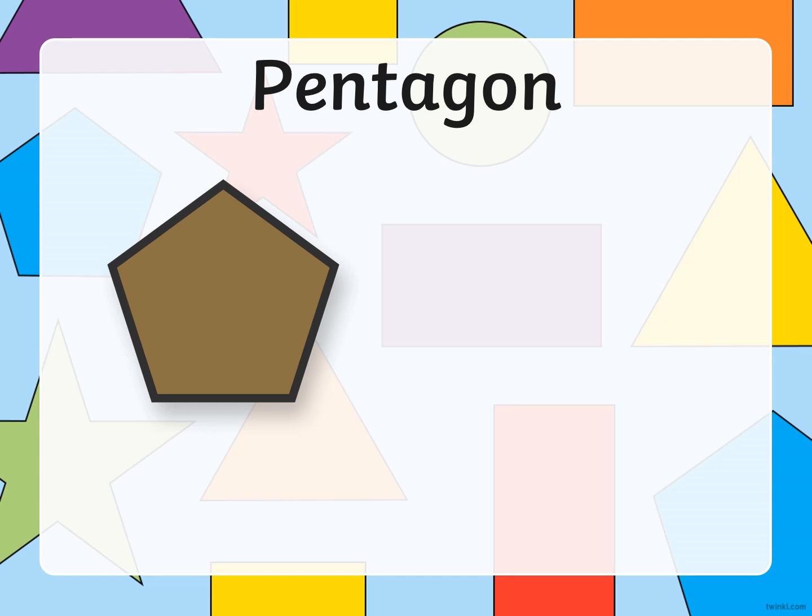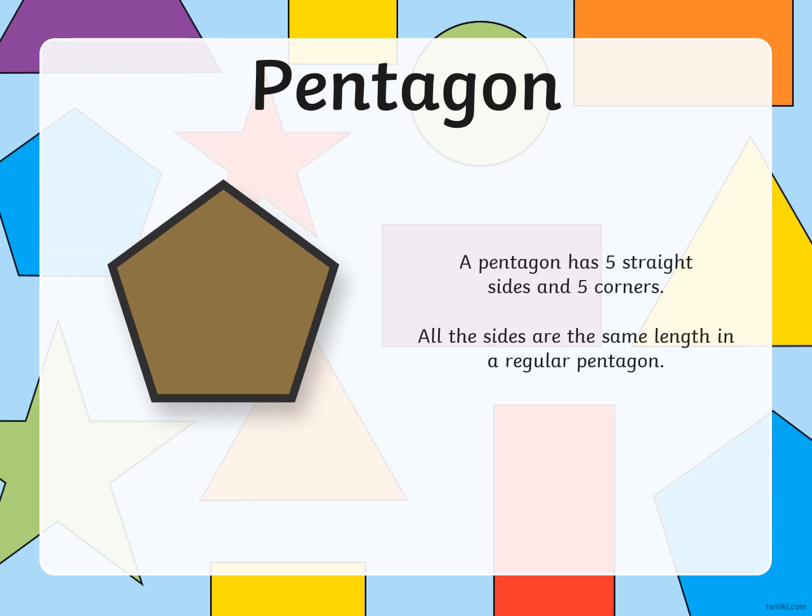Okay, I'm going to tell you the properties of the shape now, guys. Right, a pentagon has 5 straight sides, okay? So, there's 1, 2, 3, 4, 5. 5 straight sides. And because it has 5 straight sides, it means it must have 5 corners. Okay, now, if a pentagon's sides are the same length, if the sides are equal, we call it a regular pentagon. If they're not the same length, we call it an irregular pentagon.